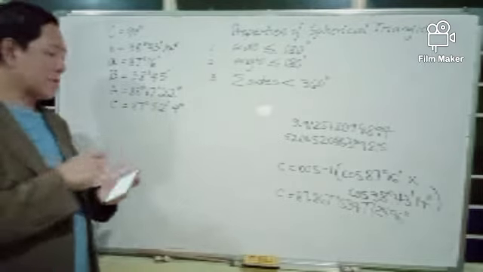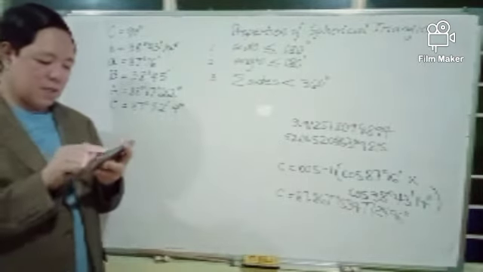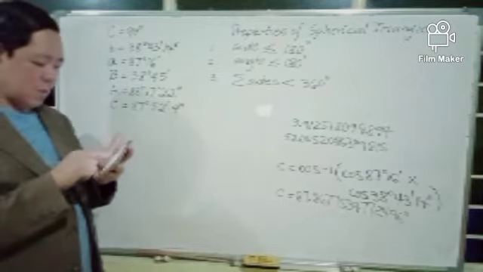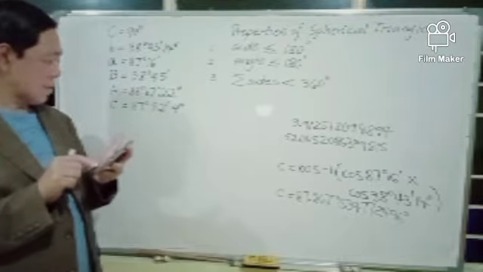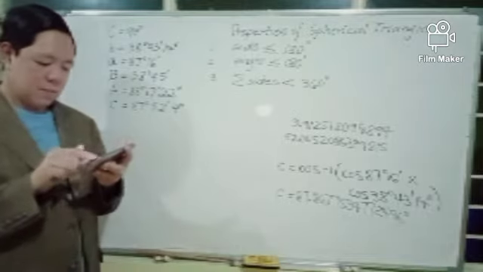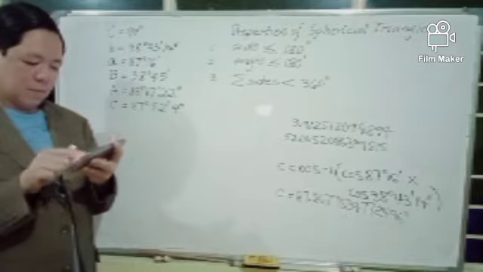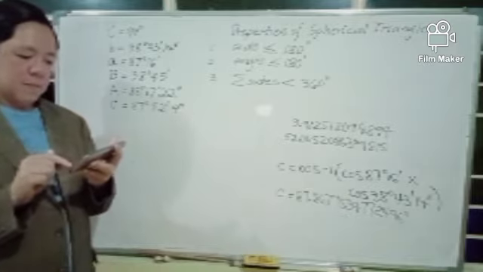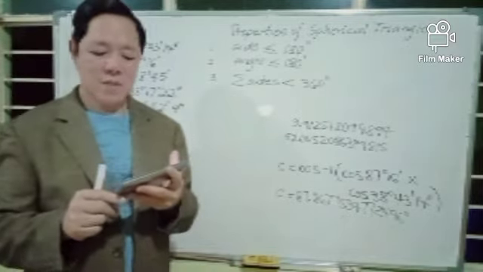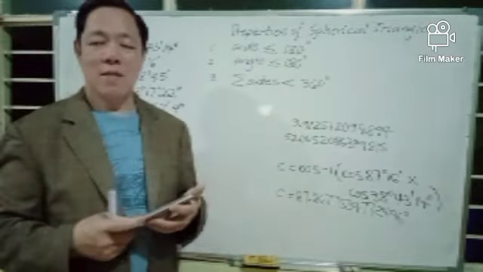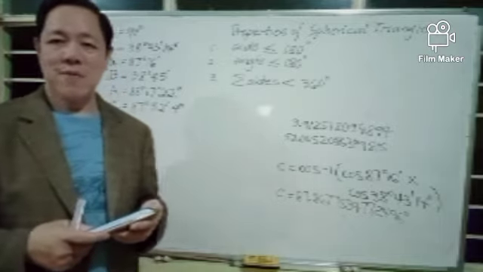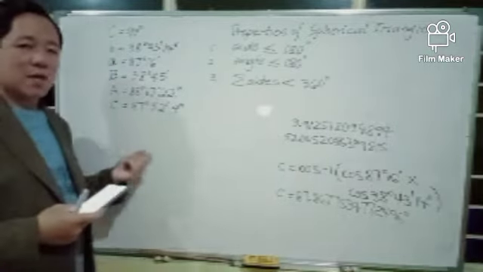And the third side, small c, is 87 degrees 52 minutes and 4 seconds. The sum is 213.86 degrees, which is less than 360 degrees. Hence, the third property of spherical triangle is satisfied by our right spherical triangle.